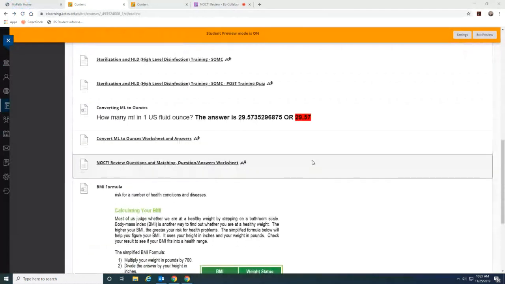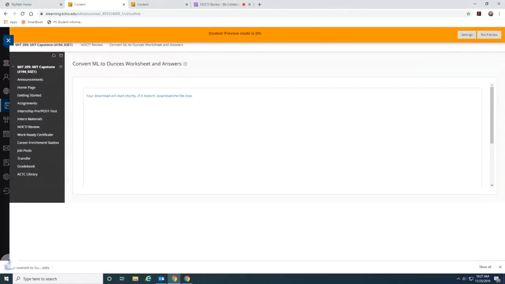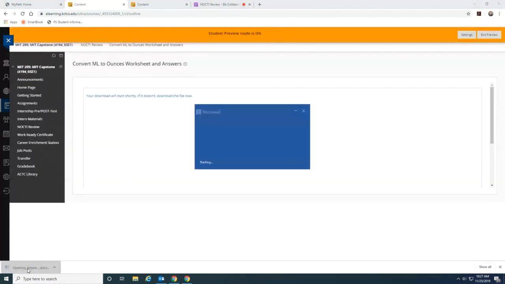Next, we have converting milliliters to ounces, and you probably saw a question on this in the pretest and the study guide. And I have just a snippet here. How many milliliters is in 1 ounce? The answer is 29.57 milliliters are in an ounce. So if you could cram that into your head like the night before is when I would recommend that.